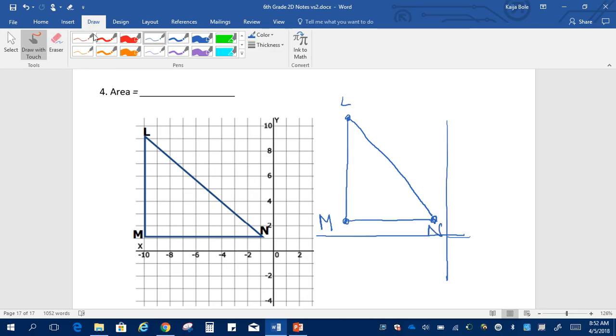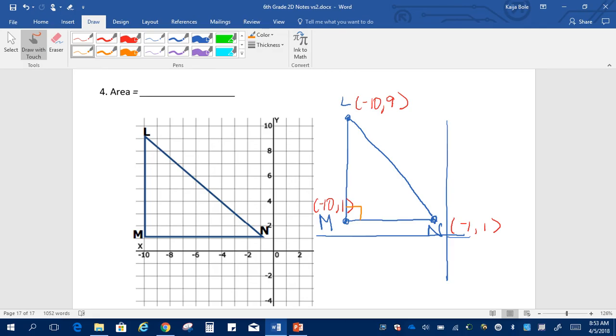For L, we're going to put in our ordered pair first. For L, we go over to -10 and then up to 9. M, we are at -10, 1. And N, we are at -1, 1. Remember, we want our base and our height. So go ahead and draw in your right angle here in the bottom left-hand corner of the triangle.